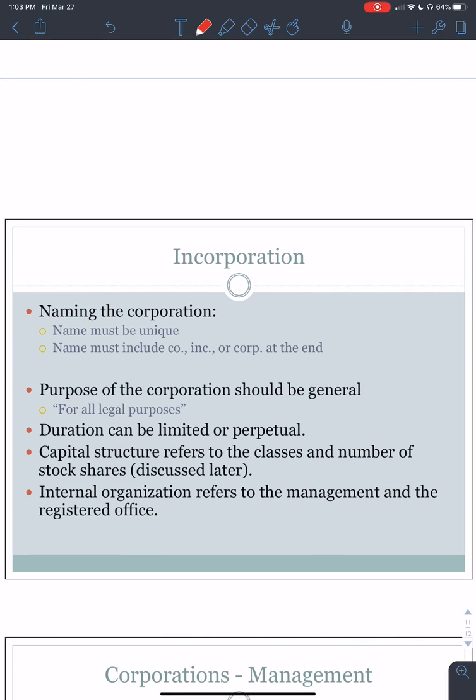Again, this is pretty self-explanatory, but some highlights here. You can have a corporation be perpetual. It can exist forever. All you need for the purpose in most forms is just to say for all legal purposes. A corporation issues shares of stock, and sometimes it even has classes, different levels, just like a general partner and a limited partner. You can have preferred shares, preferred stock, things like that.